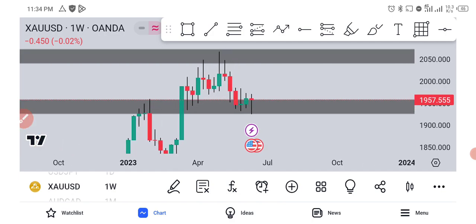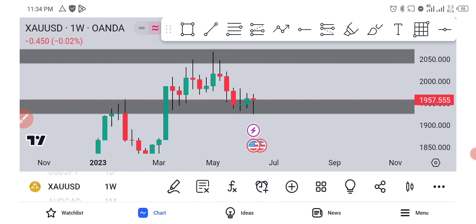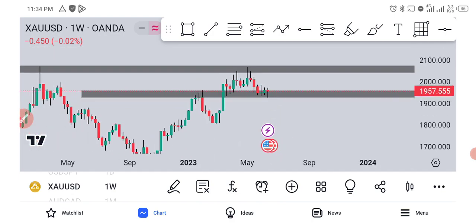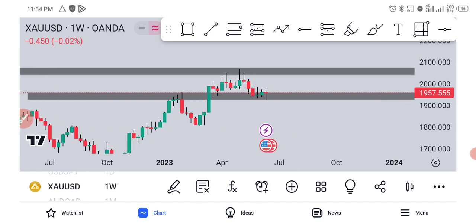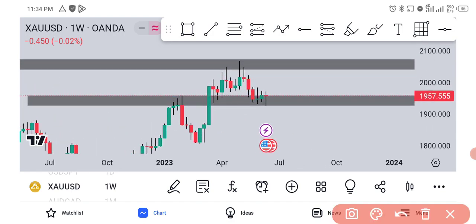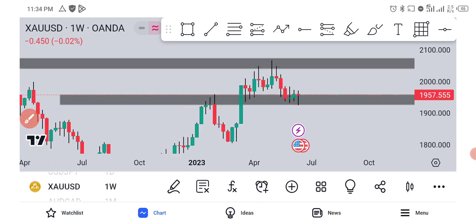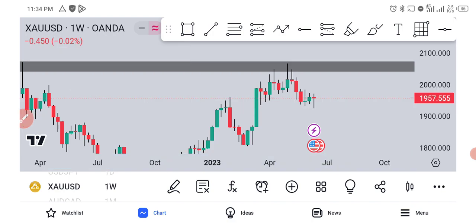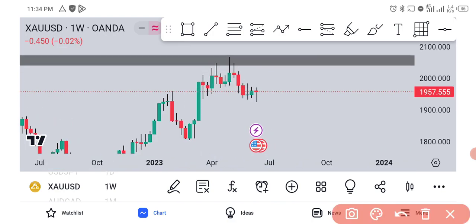So here on the weekly, you can see that the market is currently reacting to this structure. You can see the structure clearly. The market is reacting to this structure. Now, for the past how many weeks? Let me remove the structure for us to see it clearly. Now, for the past 1, 2, 3, 4 weeks, that's 1 month, the market has been stuck inside of this zone.